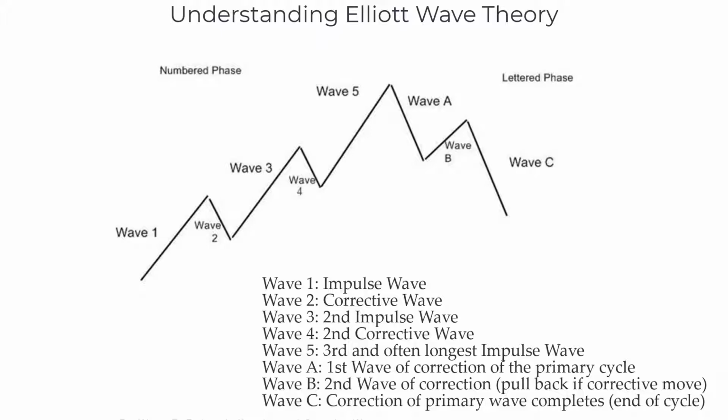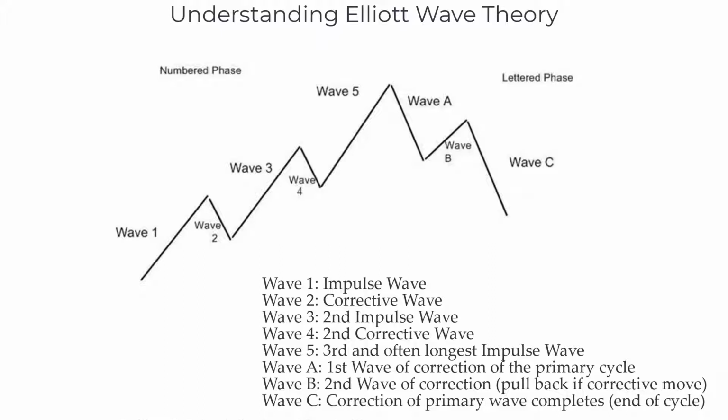Its creator was Ralph Nelson Elliott, R.N. Elliott, who lived from 1871 to 1948. Now, I know this is starting to sound like a triathlon with cycles and waves, but they are closely interlinked. Elliott wave theory, the hypothesis suggests that there are 8 waves in any cycle. The cycle could be classified as the first leg in a primary bull market, for example.